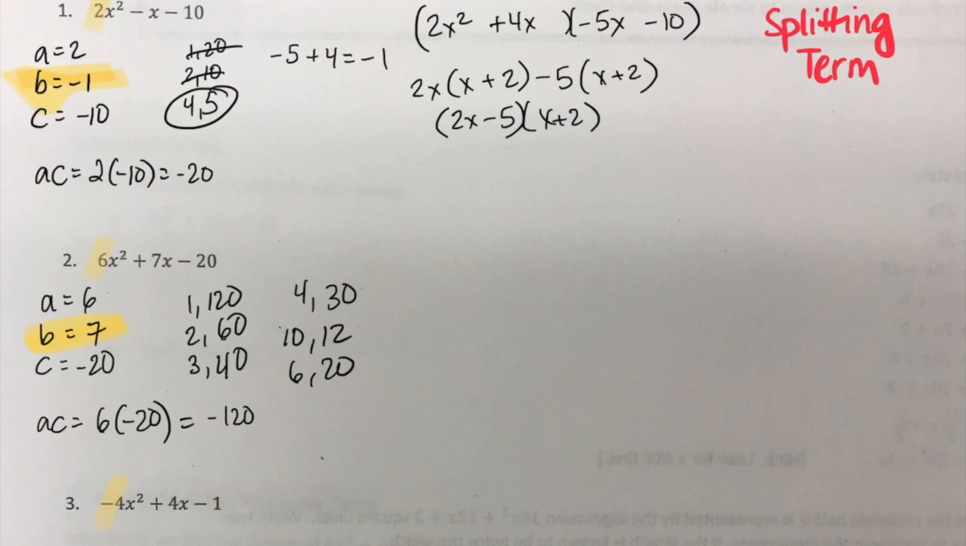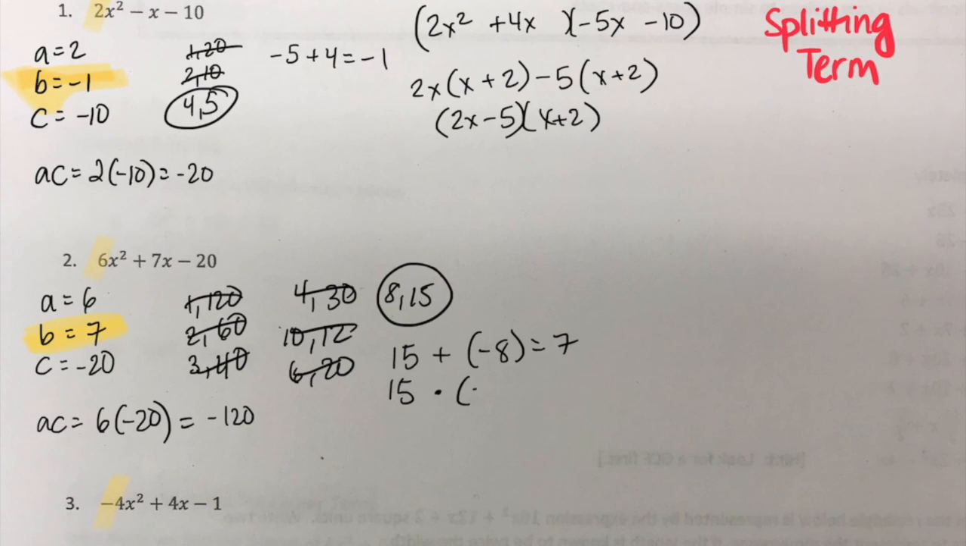And I seem to be missing a factor here because not all of them work. And here I go, I found it. If 15 is positive and 8 is negative, I'm going to be able to get a 7 when I add them up. And that'll also give me a -120. Perfect.